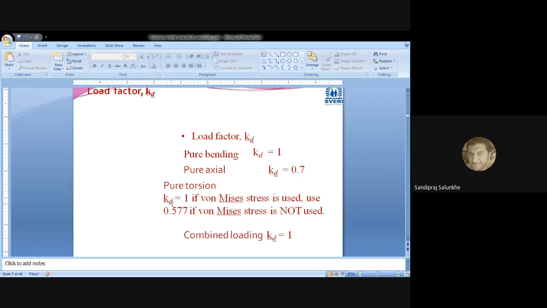Okay, so when we are going to consider these von Mises stresses, then purely torsion is applied at that time. Mostly while solving the problems, we are going to use this von Mises theory only. In some components which are not that important, we are not going to use that von Mises theory. In that case, this factor can be reduced and taken as 0.577. In all other cases, we are going to take it as 1.